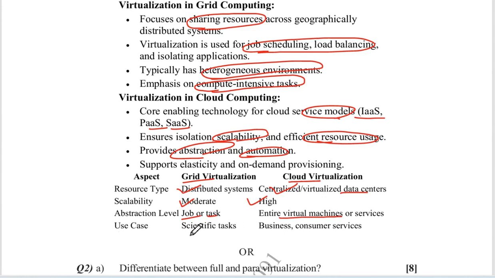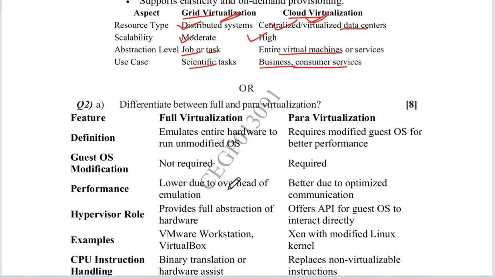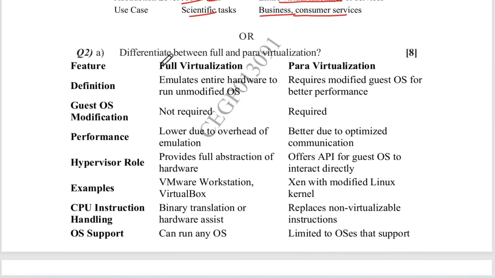In grid virtualization, scientific tasks can be performed. In cloud virtualization, you can have business and consumer services over the cloud. So these are the two categories we can differentiate on. Next question is 2A, differentiate between full and para virtualization.